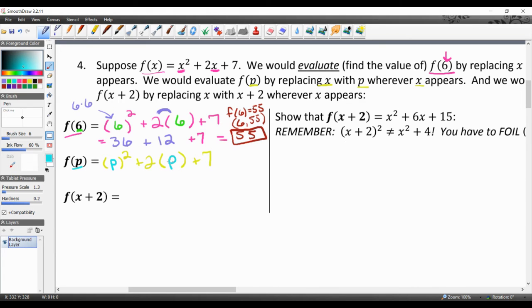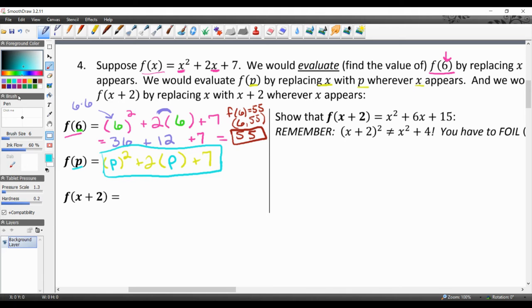And since p is just a variable, just like x, there's really nothing else we can do here because we really can't combine any like terms since p squared and 2p are completely different terms. So we can leave it like this, or we can take away the parentheses. I'm just going to go ahead and leave it because in this case, it is the same thing.